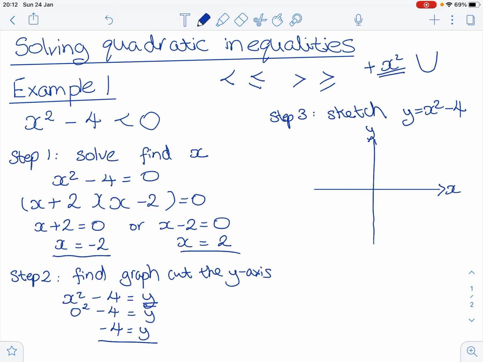So this could be 2x squared, 3x squared, 5x squared, 10x squared. The shape always looks like this. Whereas a negative x squared shape would look like this, so a minus 5x squared, minus 20x squared. The general shape is always looking like an n. So we know our key points. It cuts the x-axis at minus 2 and 2. It cuts the y-axis at minus 4. And we know the x squared term is positive. So our general shape is looking like this. So we can sketch our graph.